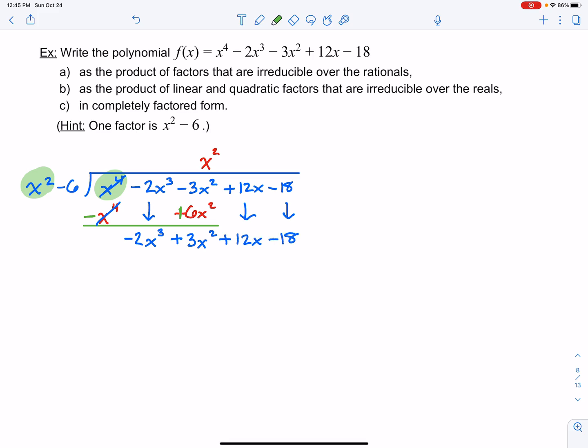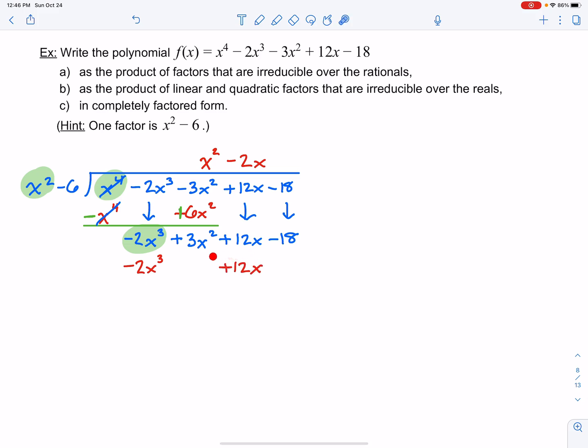And then we do the same thing. We look at only the first term in this row. Can we make x squared look like negative 2x cubed? Absolutely we can. We need to multiply by negative 2x. So then we'll take that negative 2x and distribute it to everything in our divisor. Negative 2x times x squared gives us negative 2x cubed. Negative 2x times negative 6 gives us positive 12x.